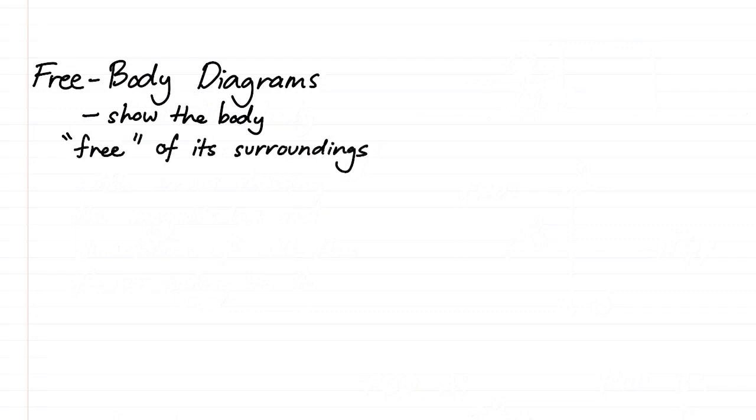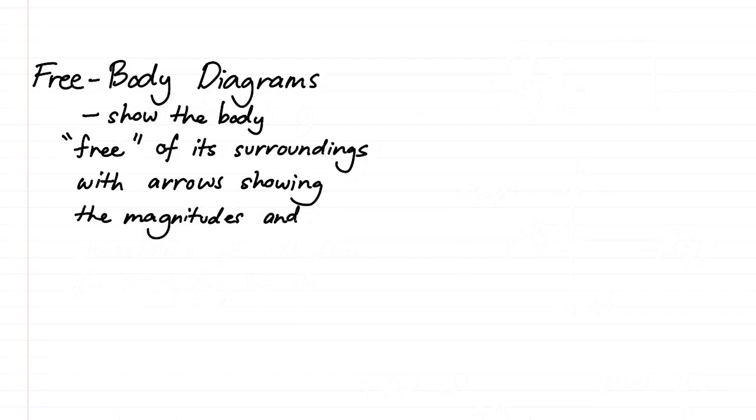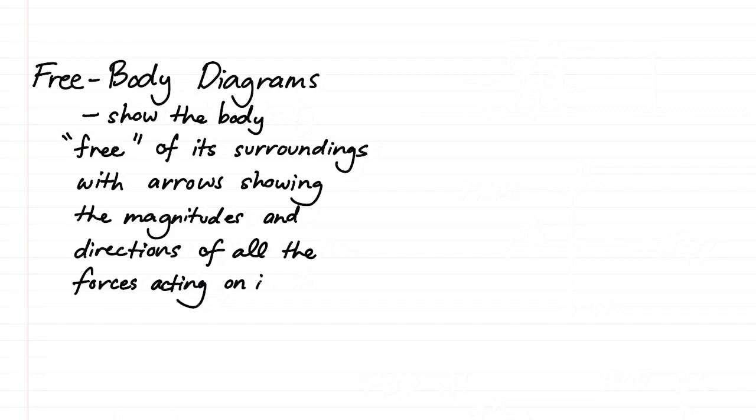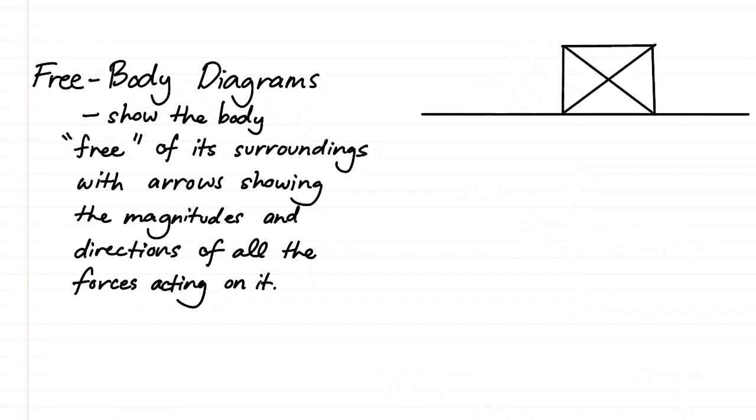So, free body diagrams are diagrams that show the body that is free of its surroundings. So, mag-isa lang siya with arrows showing the magnitudes and directions of all the forces acting on the object. So, let us consider this situation here. You have a box that is pushed by the person.